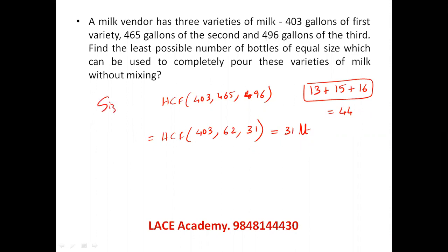So this is the size of bottle we can take, the largest possible size of bottle. Why am I taking the largest possible size? Because I need the least number of bottles. If I take the smallest bottle, I will be finding the highest number of possible bottles.